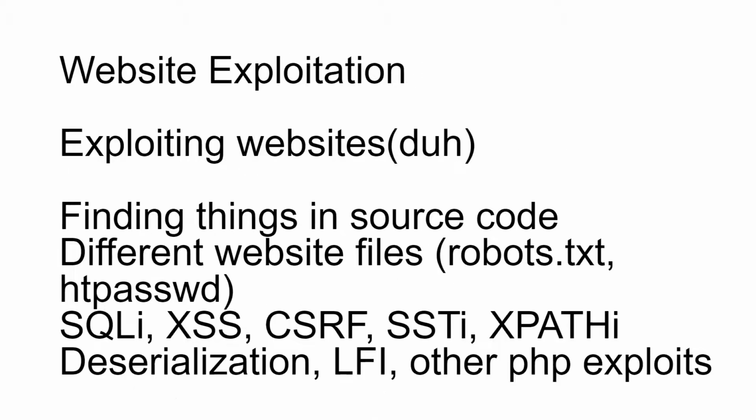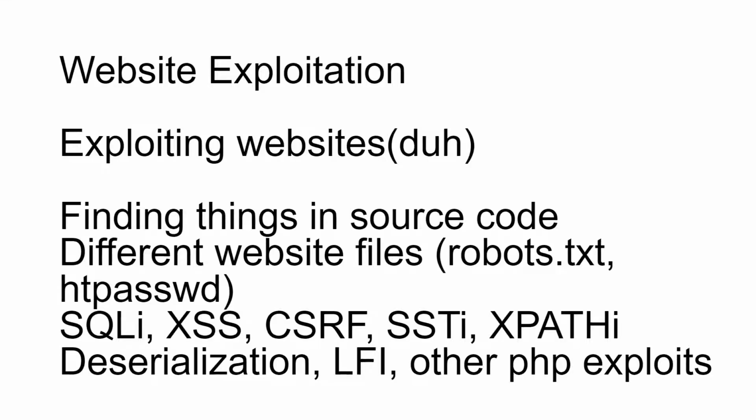And for website exploitation, this might be something very basic, like finding things in the source code. Maybe someone just hid the flag in an HTML comment saying, oh wow, this is a very hard challenge to solve, et cetera, et cetera. It could also be in different website files, like the robots.txt file, htpasswd, htaccess, .git files, anything to do with that, any basic system files that have to do with Apache or IIS websites.